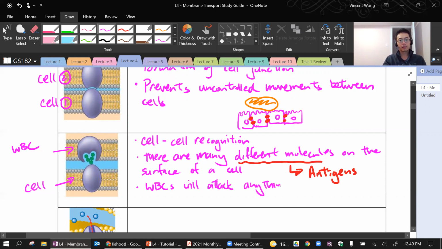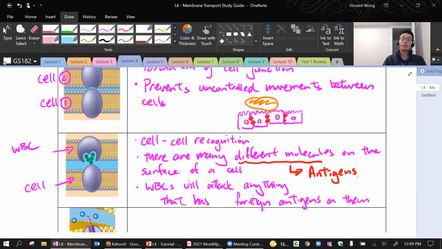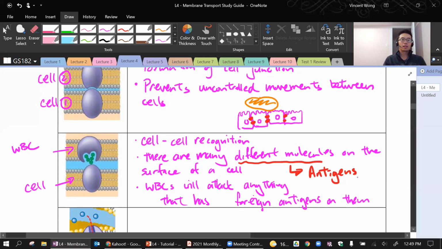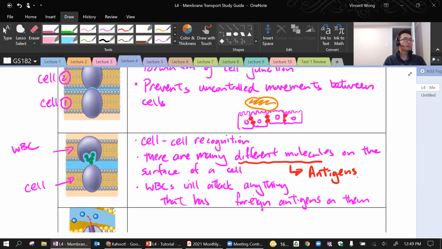So white blood cells will attack anything that has foreign antigens on them, which is why you cannot just take one person's kidney and transplant it into another without doing cross matches. The kidney is going to have different antigens than the person who's receiving it, and then the body will attack it. It will reject the organ. Any questions so far? Questions, comments, concerns?